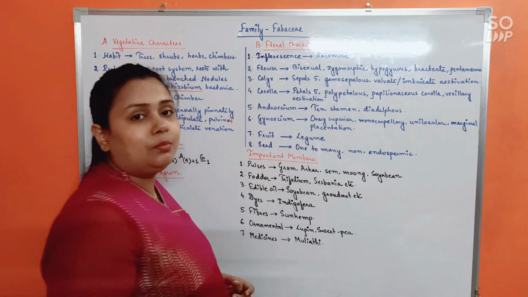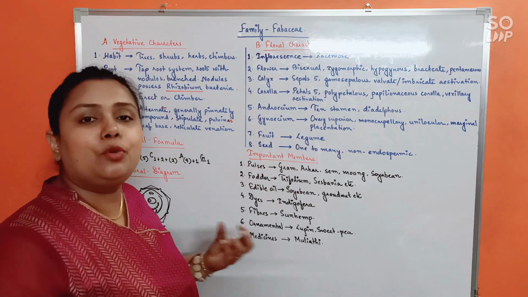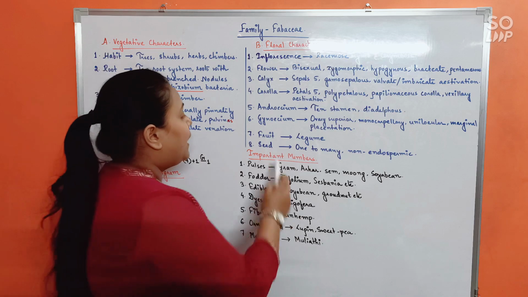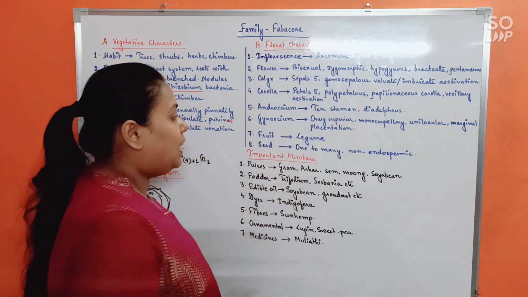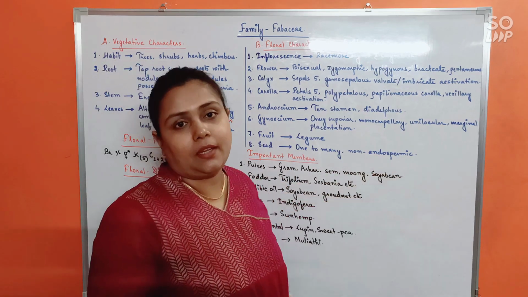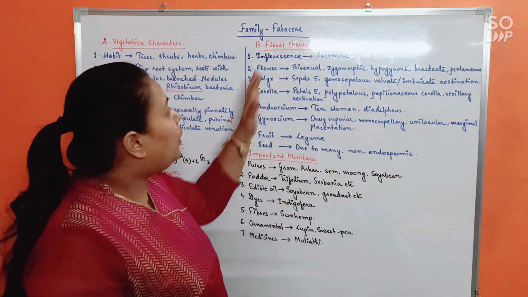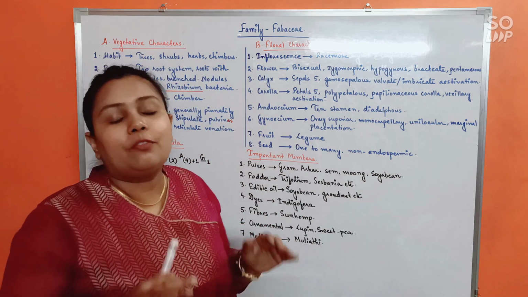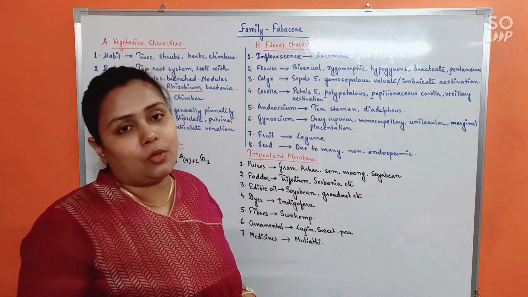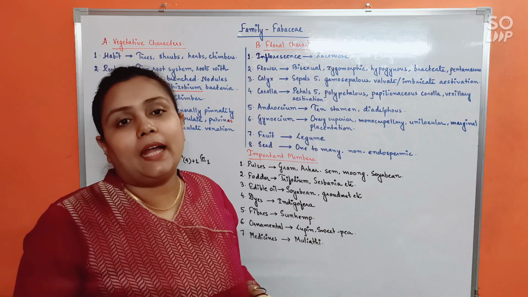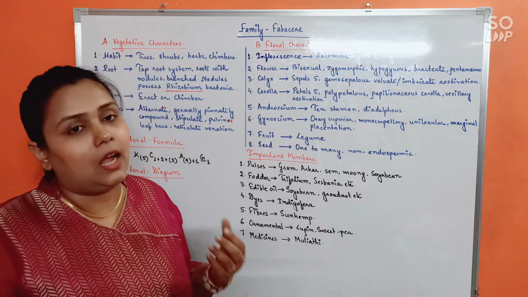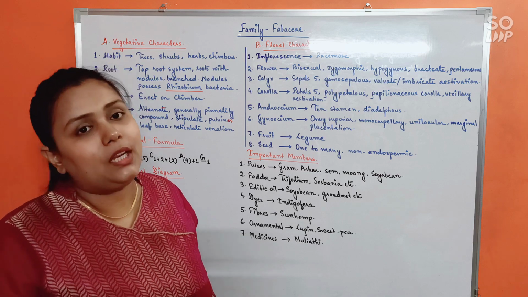Fruit is legume, that is again in P, the fruit was legume, right? And seeds would be 1 to many and non-endospermic. Alright, so knowing the floral characteristics, if you are pretty clear about them, let us see how to write the floral formula and then make the floral diagram.